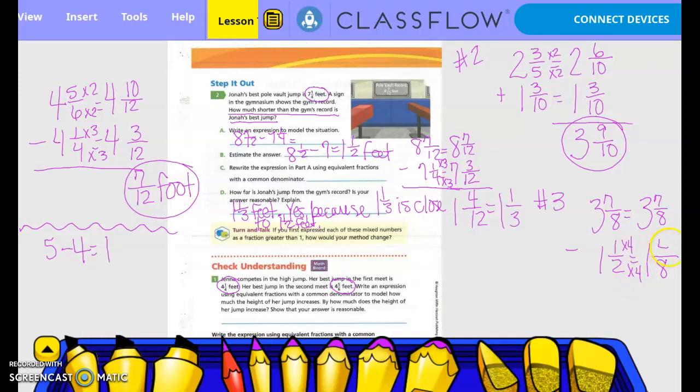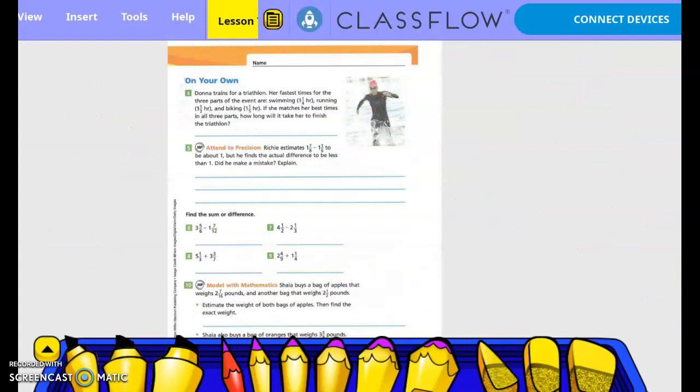1 times 4 is 4. Okay, so 7/8 minus 4/8 is 3/8. And then 3 minus 1 is 2. Is that simplified? Yes. So I can circle it and go on. On her own, Donna trains for a triathlon. Her fastest times for the 3 parts of the event are swimming, 1 1/4 hours, running, 1 1/2 hours, and biking, 1 1/5 hours. If she matches her best times in all 3 parts, how long will it take her to finish the triathlon? So here's our numbers.